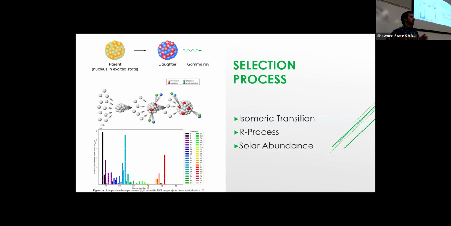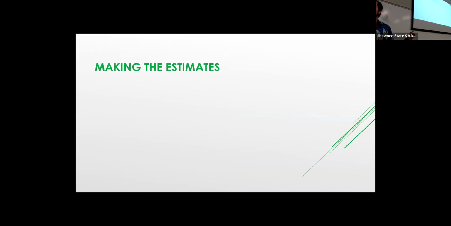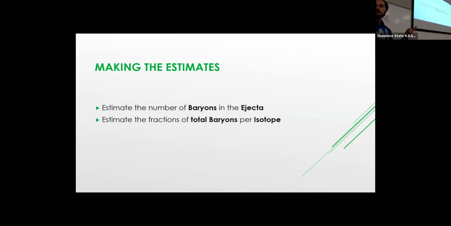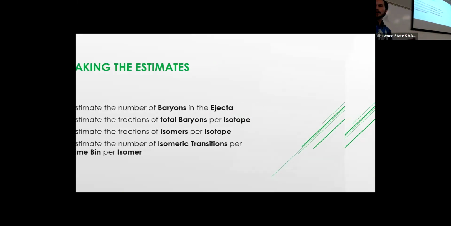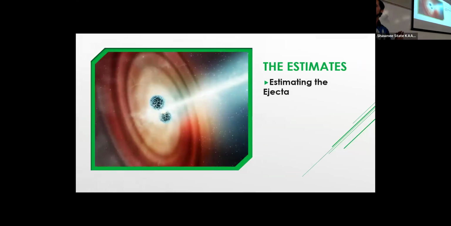And so by using our solar abundance data of each isotope, we're going to use that to make a rough estimate of how many isomers could be in a neutron star collision. And so making the estimates. First, we're going to estimate the number of baryons in the ejecta. Then we're going to estimate the fraction of total baryons per isotope. Then we're going to estimate the isomers per isotope, and then the number of isomeric transitions per time bin per isomer.